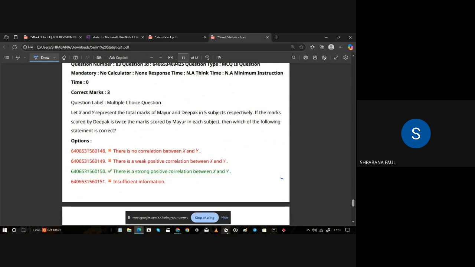Next, last question. Let X and Y represent the total marks of Mayur and Deepak in 5 subjects respectively. X and Y are the marks of Mayur and Deepak in 5 subjects.